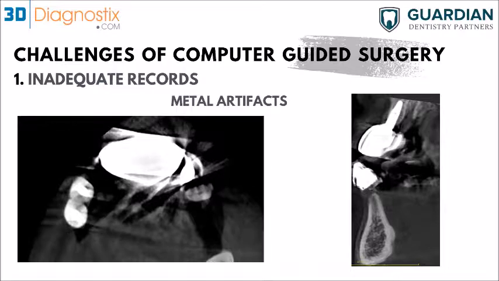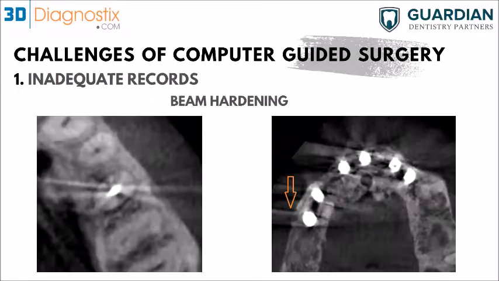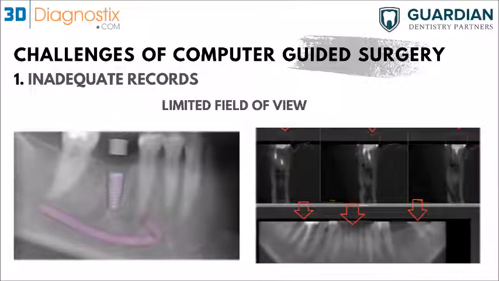Metal artifacts, so this is basically when you have a lot of metal or titanium in the patient's arch, whether they're implants or crowns. You usually have this artifact, and it will make it really difficult to outline the dentition or the anatomy of the teeth, and it would also make it really difficult with the merging of the patient's model to the scan. Scattering, so this is also one of the artifacts we usually see. Beam hardening, and a limited field of view.